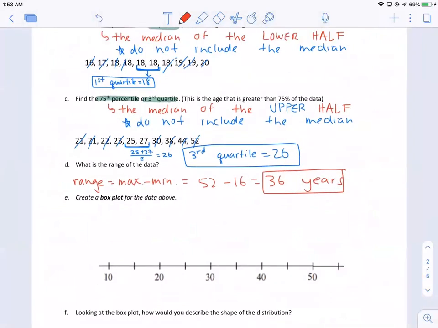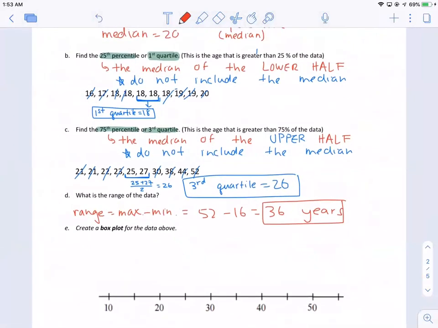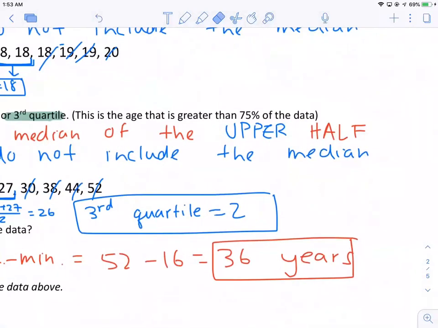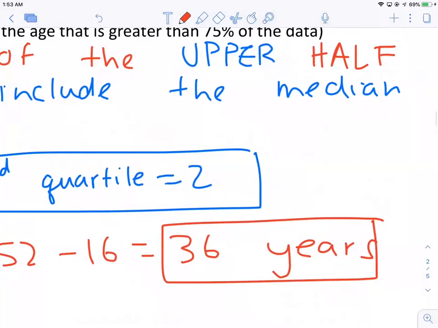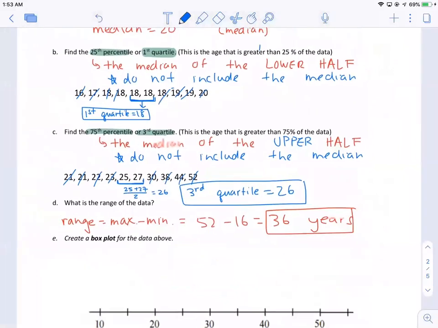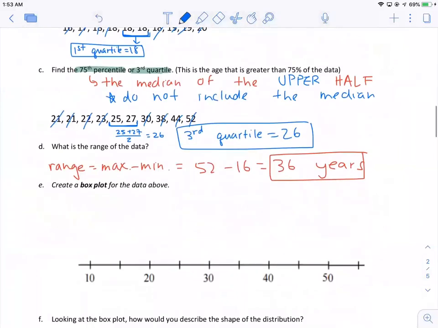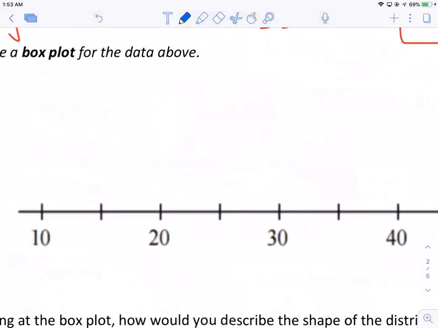Now when we create this box plot, we're going to take these values that we found, the first and third quartile and the median, and plot those points. Our first quartile here was around 18. So what I do is I put a vertical line floating above the number line at 18.